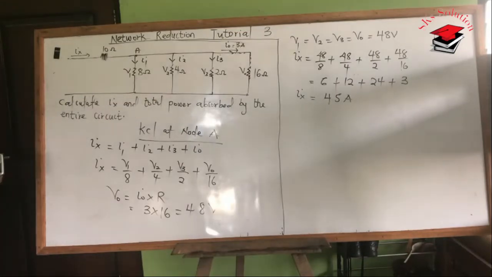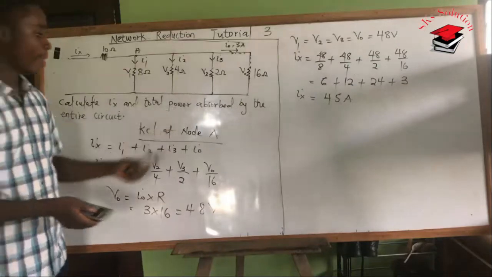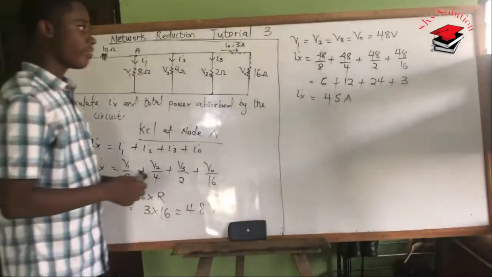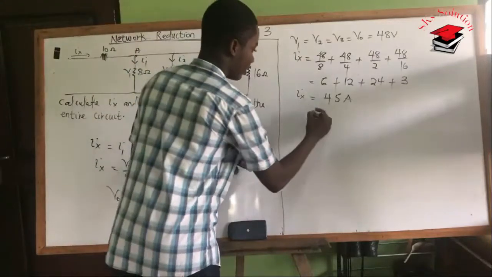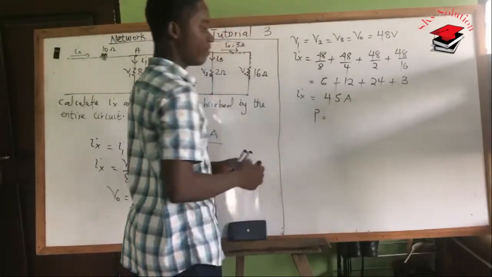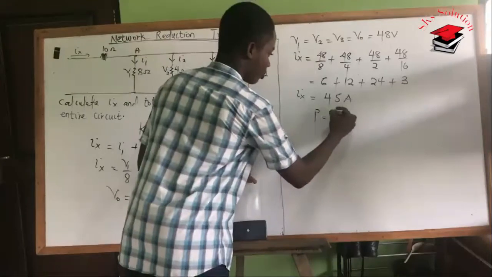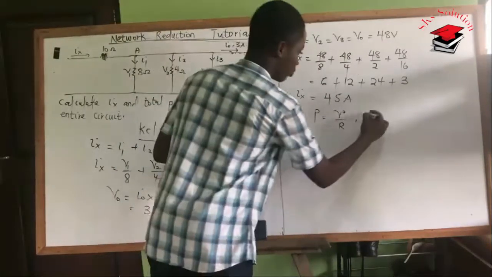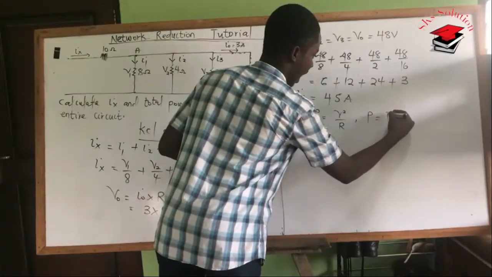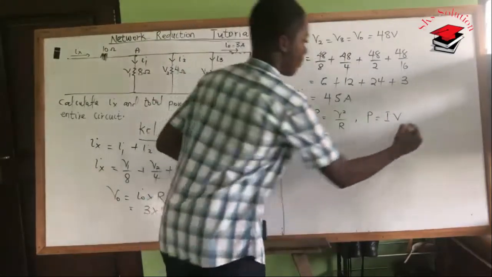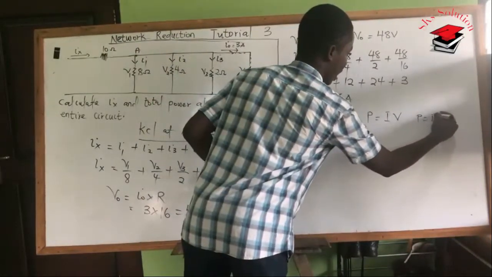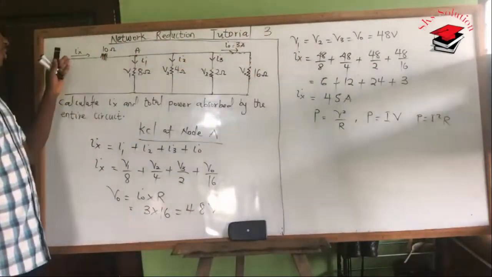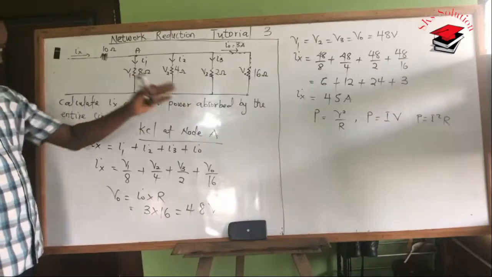So now the next part of the question is to calculate the total power absorbed by what? The entire network. We have several formulas for calculating power. You know that power, when we are given voltage and resistance, is equal to what? V squared over R. Power also is equal to what? P is equal to what? I V. Power is also what? I squared R.